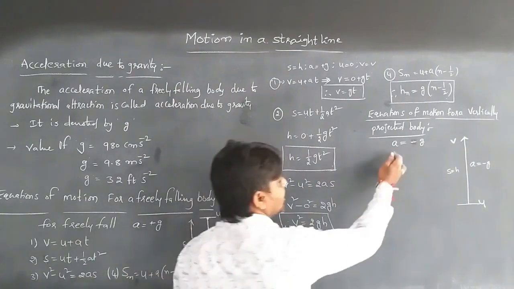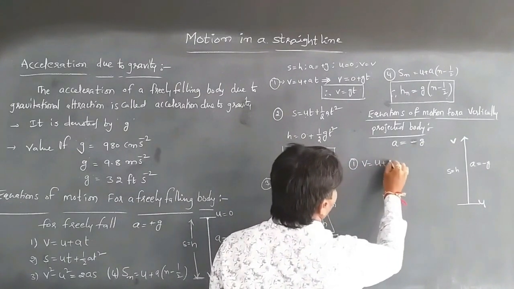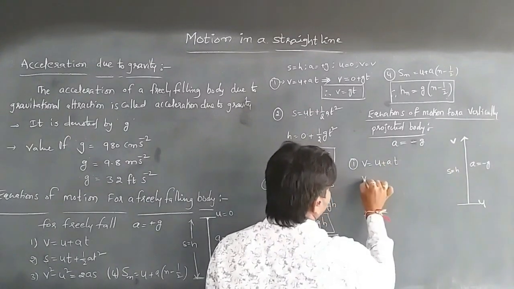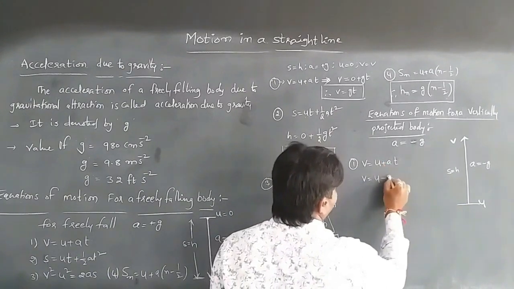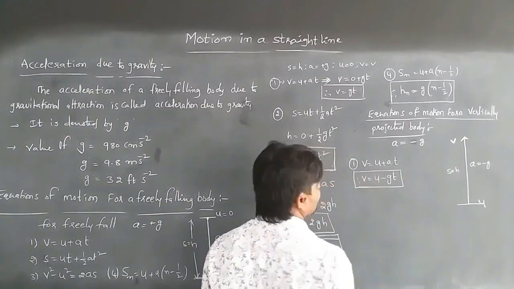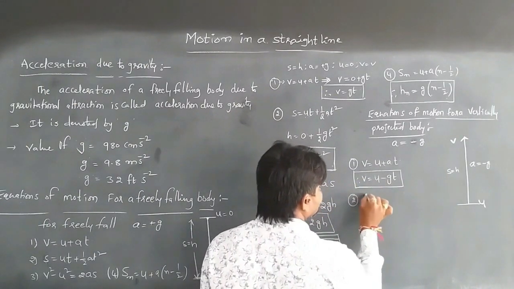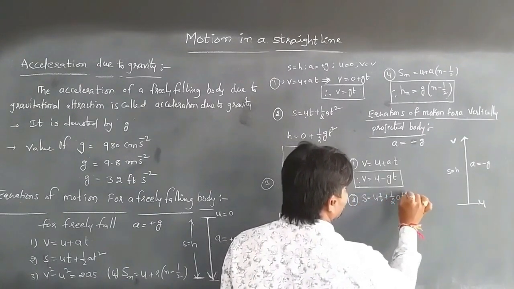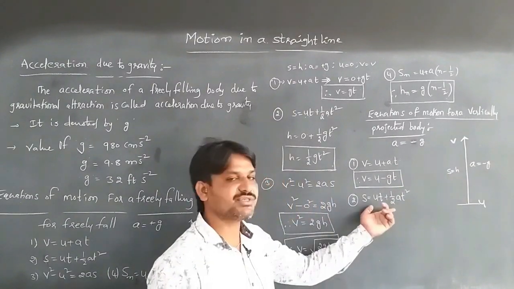So here, the first equation of motion, v is equal to u plus at, becomes v is equal to u minus g into t. This is the first equation of motion whenever the body is projected vertically upwards. And the second one is s is equal to ut plus half at square.